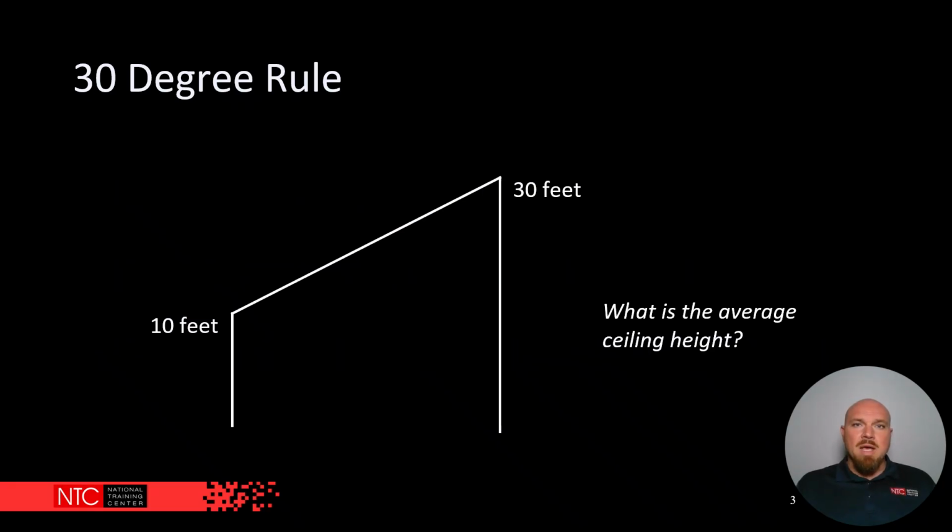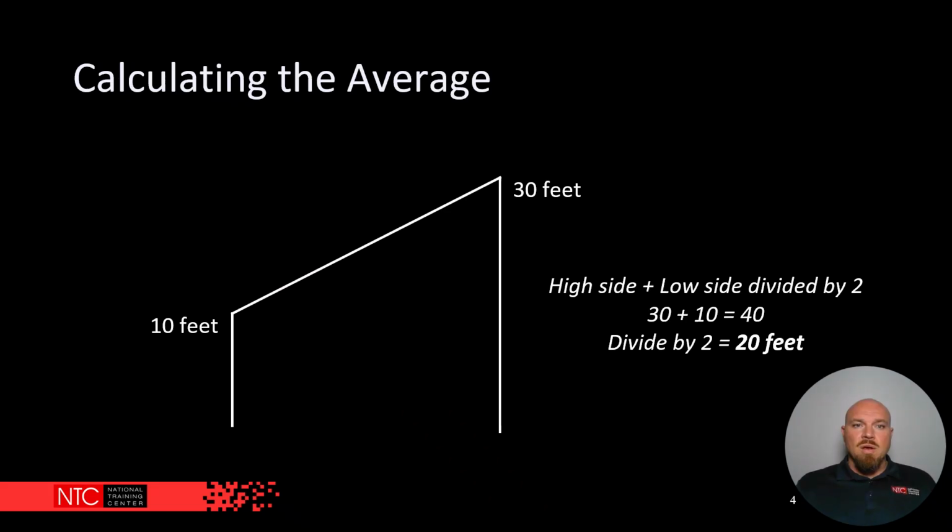So here we have a shed ceiling that is 10 feet at the low side and 30 feet at the high side. Well, with this in mind, we are going to look at it from the perspective of it's a 30-degree angle. What's our average ceiling height? What we're going to do, you're going to take your high side and add it to your low side. Once we have that number, divide by 2.